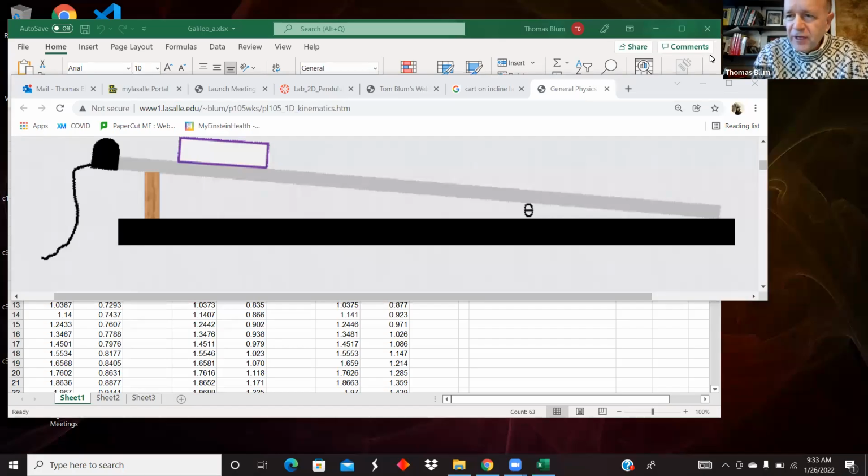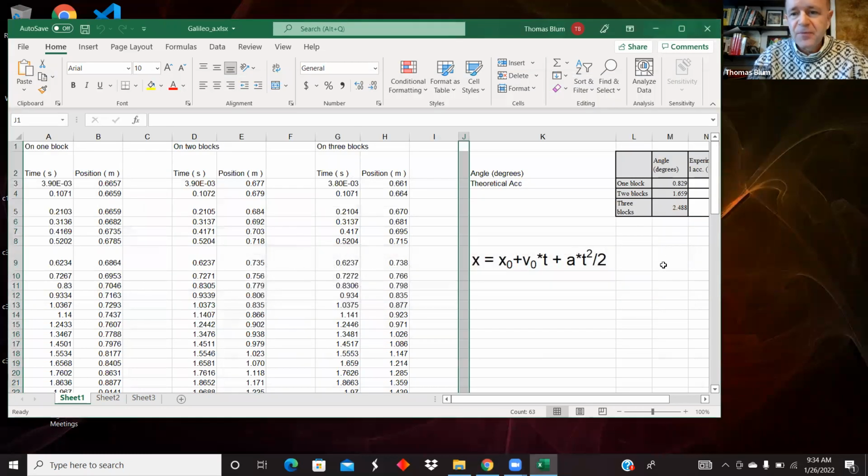In this video, I'd like to look at some data of a cart on an incline and use it as an example in Excel of fitting to a polynomial and calculating the percent error and so on. So here's the scenario. We have this cart rolling down an incline. The incline is at some angle theta from the horizontal, from the level. And we have some sensor measuring, in this case, the position of the cart as a function of time. Okay, so that's the scenario.